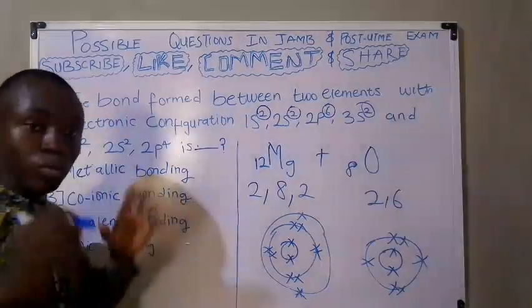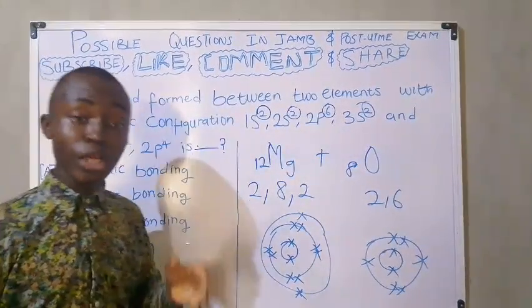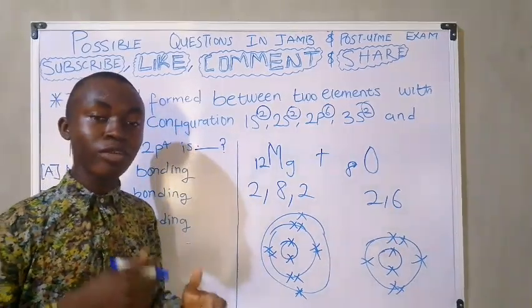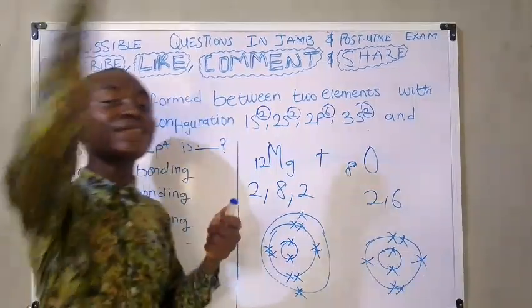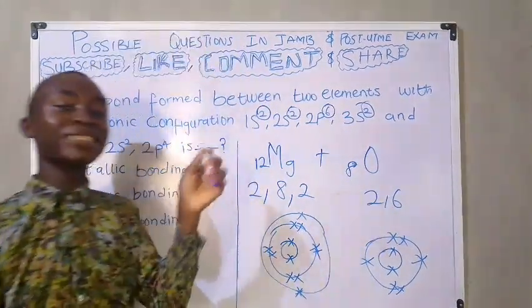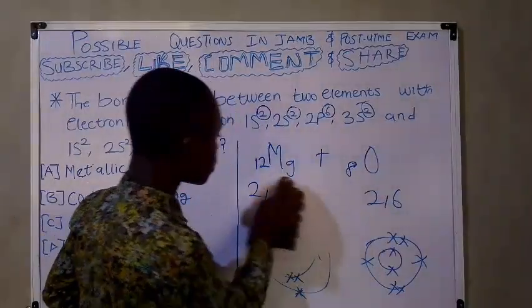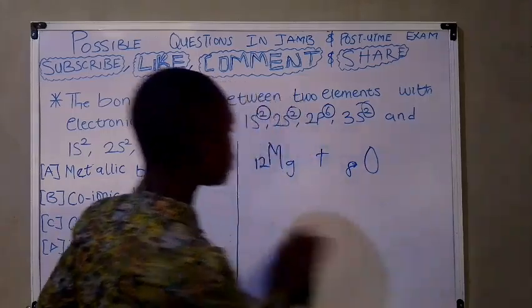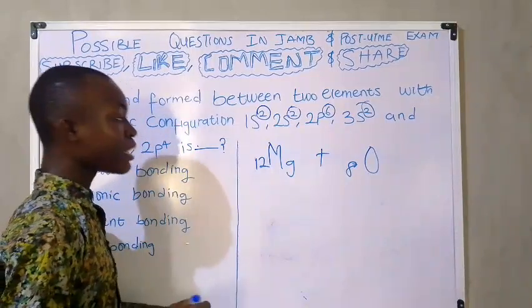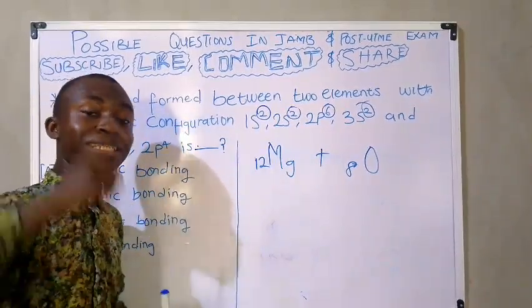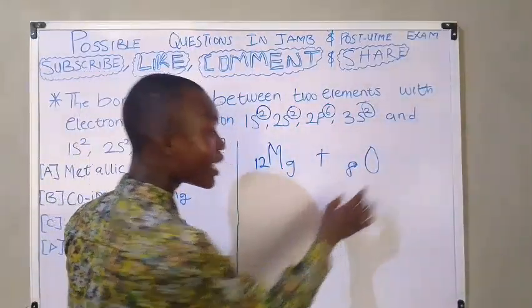The simple definition of ionic bonding or electrovalent bond is the type of bond that exists between metals and non-metals by the transfer of electrons. That should be noted. So magnesium is a metal. A metal atom in an ionic bond is going to transfer the electrons in its outermost shell to a non-metal atom.